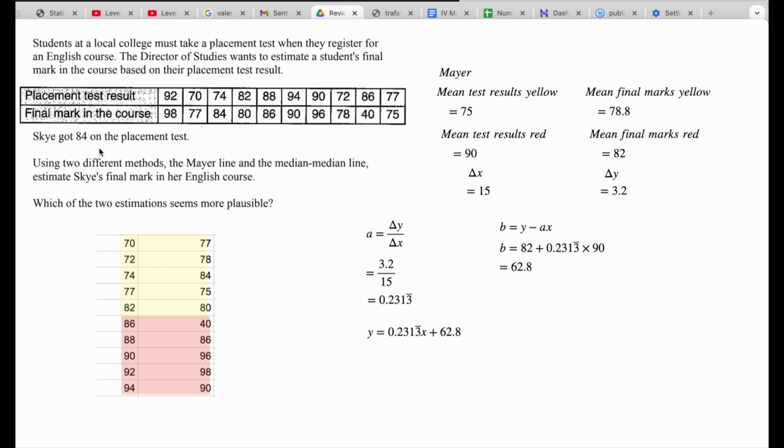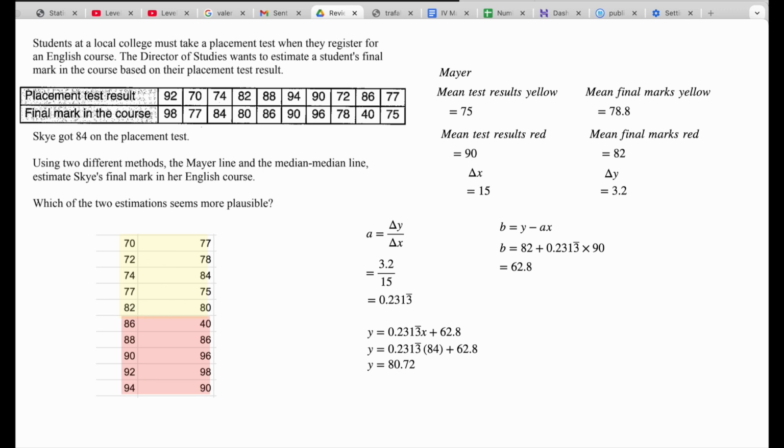We know that she got 84 on her placement test. We want to know what she should expect as her final mark. We replace the X with 84. That gives us 80.72. This person got 82 on their placement test and they got an 80. This person got 84 on her placement test and she's still expecting an 80.72. That doesn't seem terribly plausible.